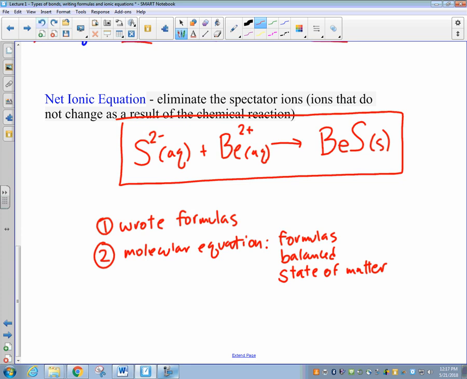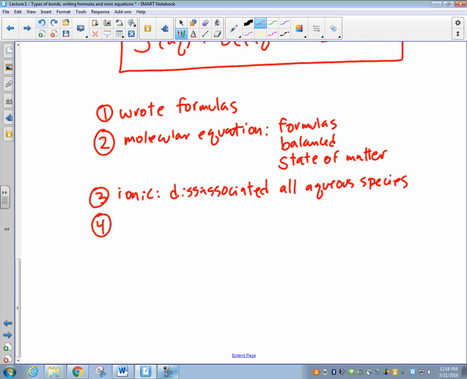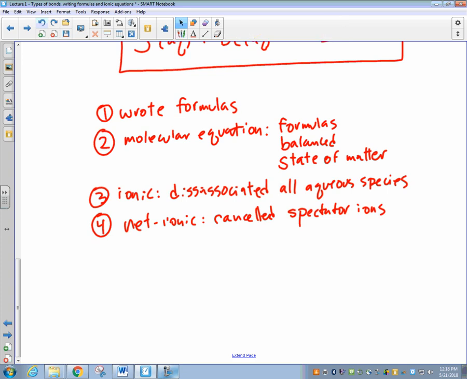Once we had that molecular equation written down, the next thing we did was we wrote the ionic equation by disassociating all of the aqueous species into their component ions. And then last but not least, the final step to write our net ionic equation, all we did was we canceled out the spectator ions from our ionic equation to yield the overall net ionic equation for the reaction.